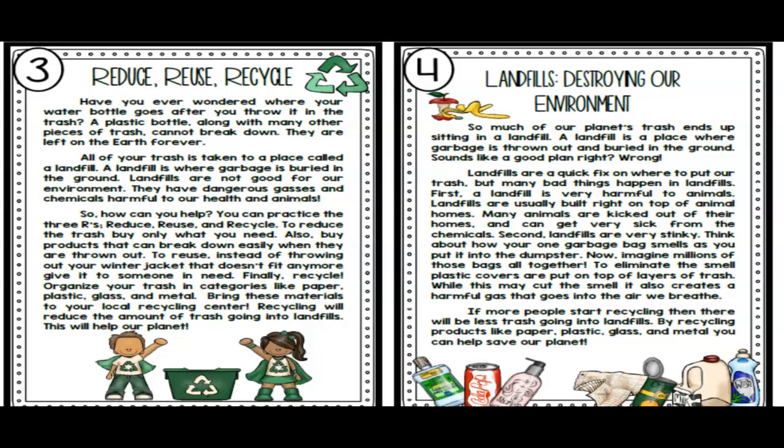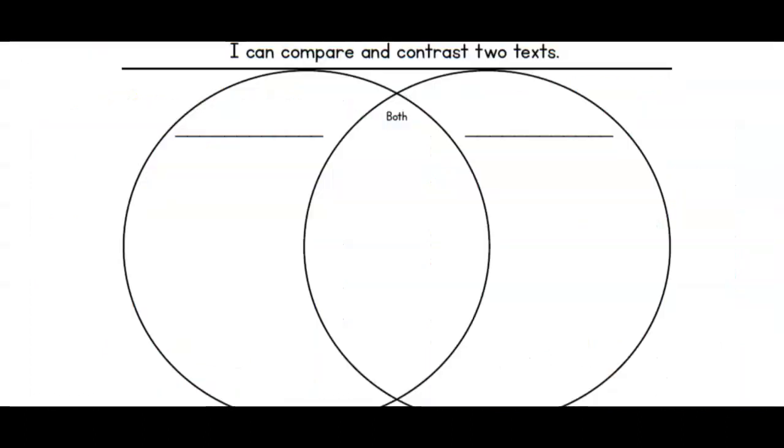Now it's time to compare and contrast two nonfiction texts. I will read the first text with you, and I will highlight some of the key details or most important parts. Then you will read the second passage on your own, picking out the most important parts and writing them down on your own Venn diagram. Remember, a Venn diagram is two circles that overlap. Here we go.